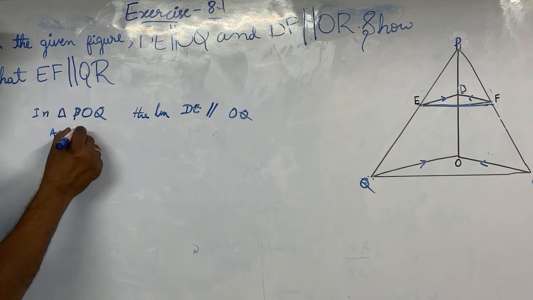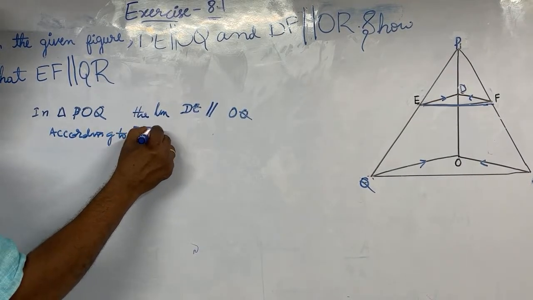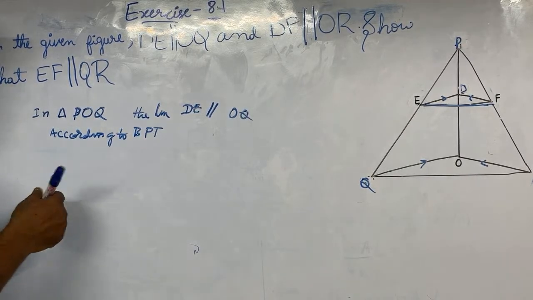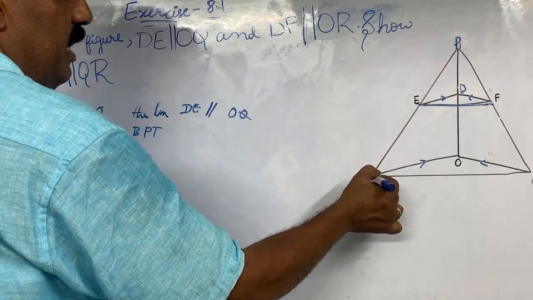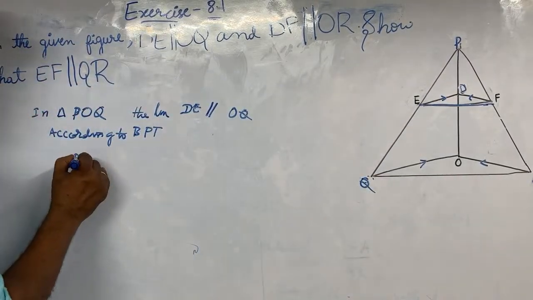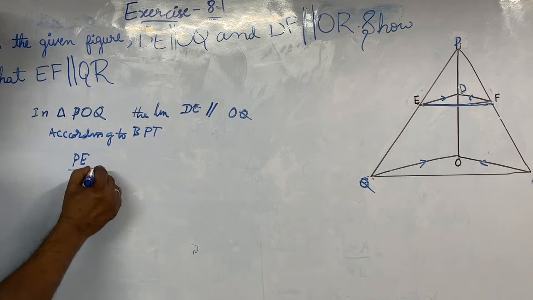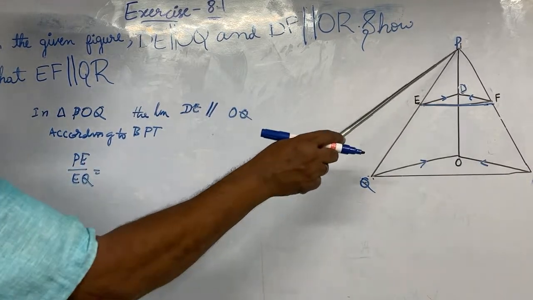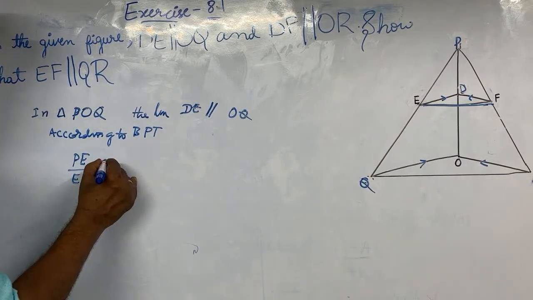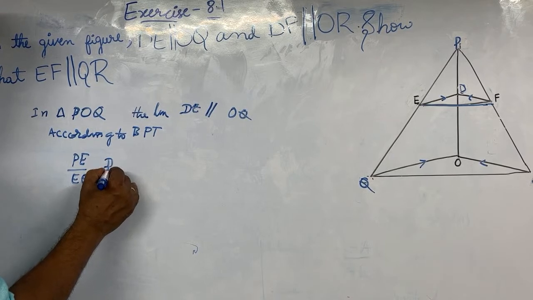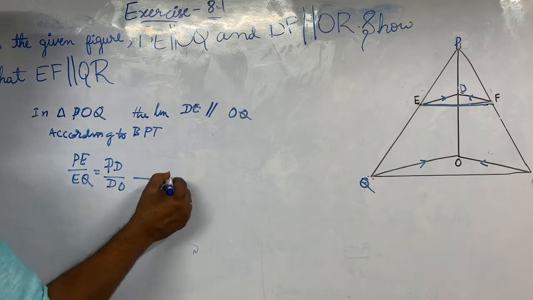According to the BPT theorem, PE by EQ is equal to PD by DO. This is equation 1 we got.